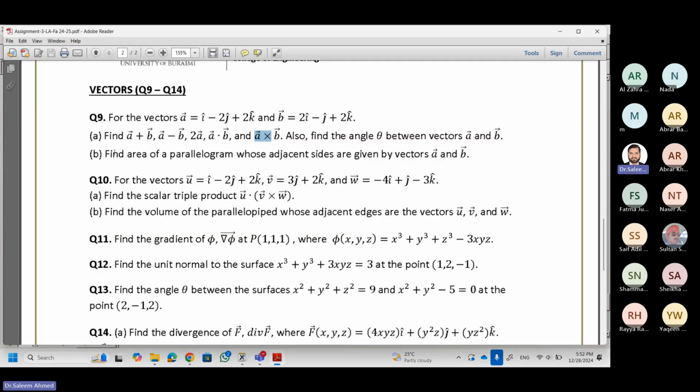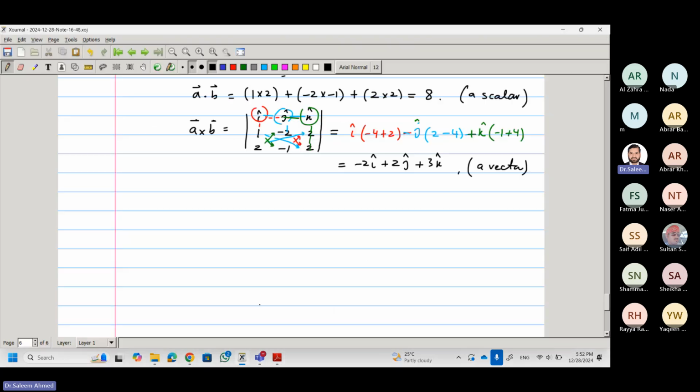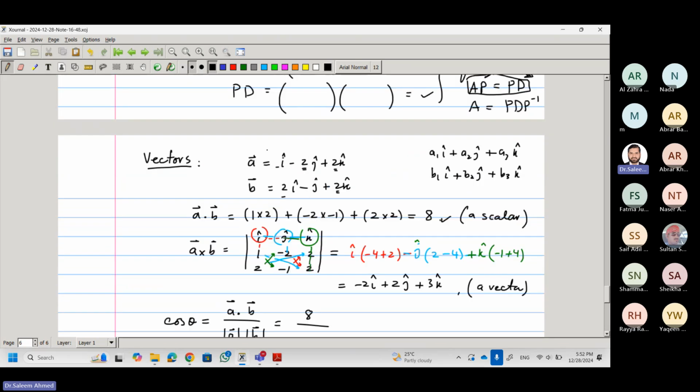In the second part, they said find the angle between A and B. So the angle between A and B has this formula. Cosine of the angle between them is A dot B divided by the magnitude of A and the magnitude of B, the lengths of A and B. We just found A dot B. A dot B is 8. And if you want to find the magnitudes, you can do it here.